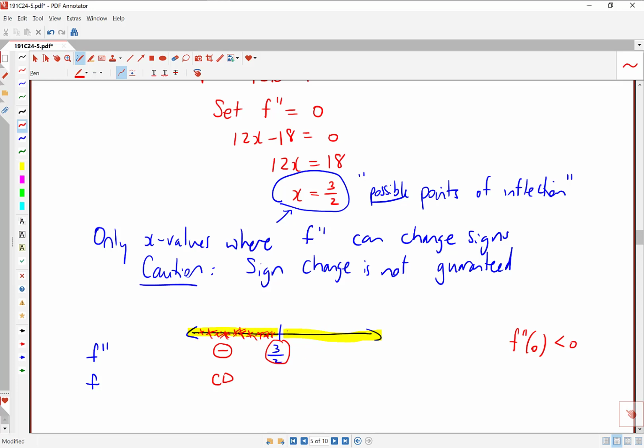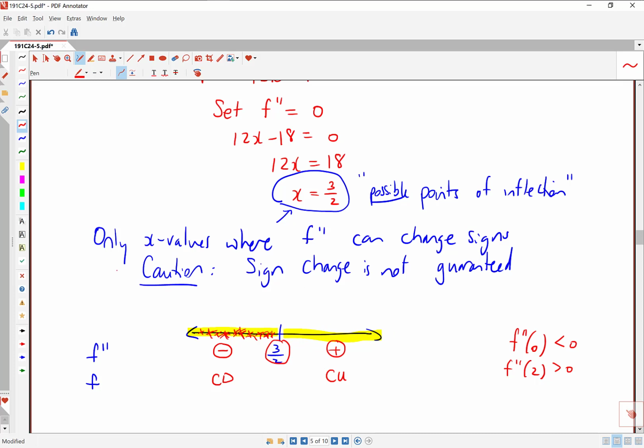Okay, now let's jump over to the other interval. We can pick any x value that we like as long as it's bigger than 3/2. So you could choose 2, you could choose 5, you could choose 10. I guess I would probably just choose 2. Put that into f double prime, and that comes out to a positive number. So plus, and that tells us that our function is concave up for all of these x values in this interval here.